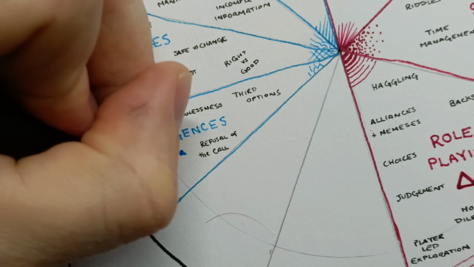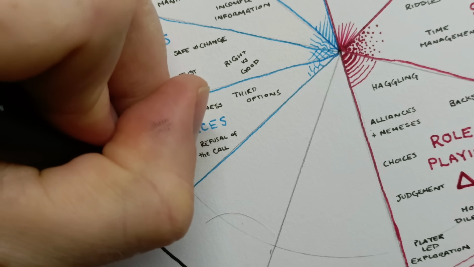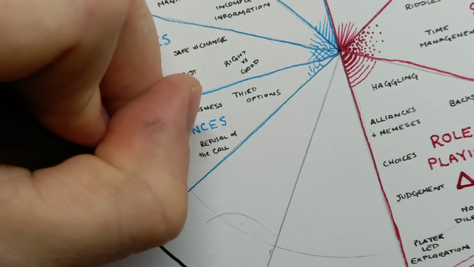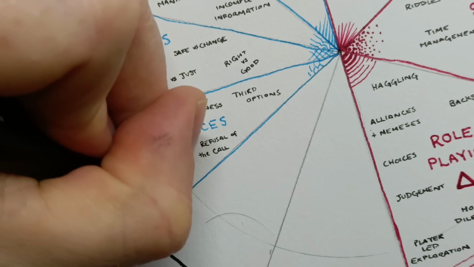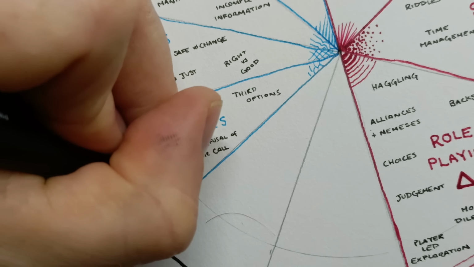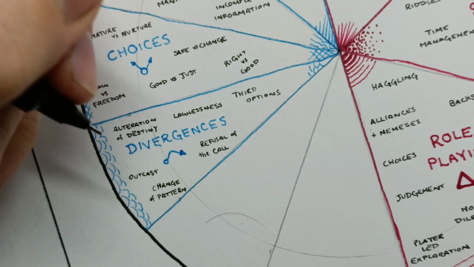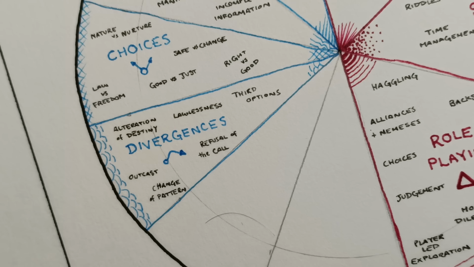And we built on consequences with choice, and divergences is the other one. That's where you expect a consequence, but it doesn't come. We're talking about lawlessness. We're talking about changings of the patterns. We're talking about alterations of destiny or refusing the call if a prophecy is involved. A divergence is unexpected, like a twist is, but it's how the players have altered the course of events. Consequences were always going to happen. Choices are showing you the difference between one outcome and another. A divergence is where something should have happened but didn't.